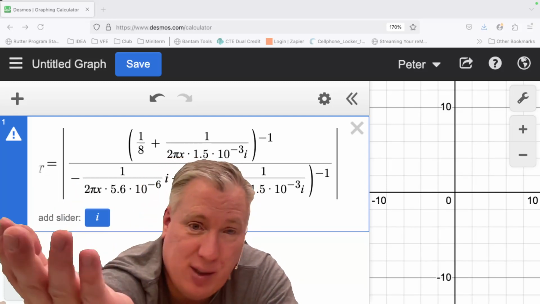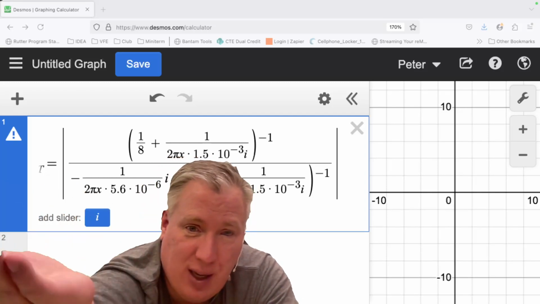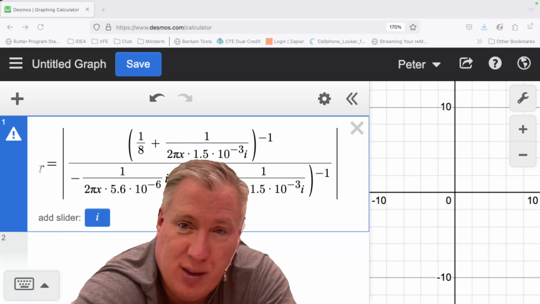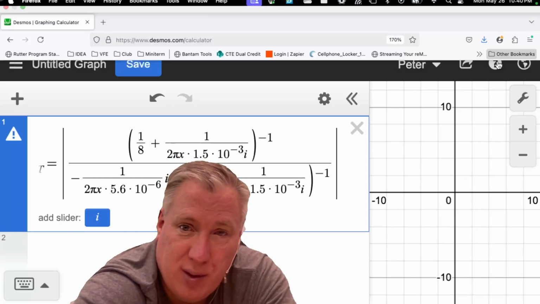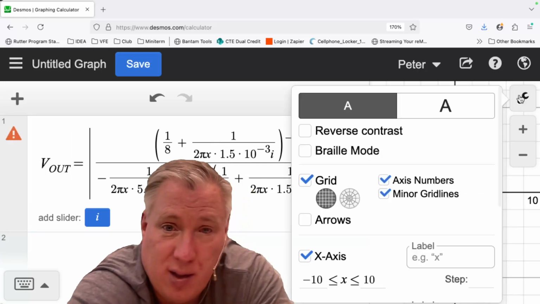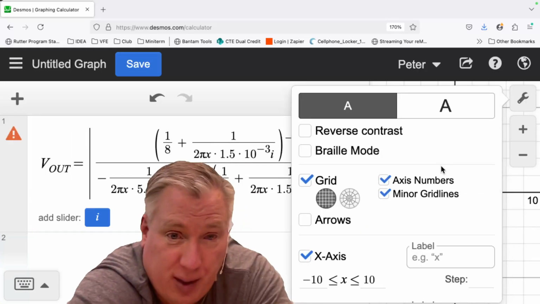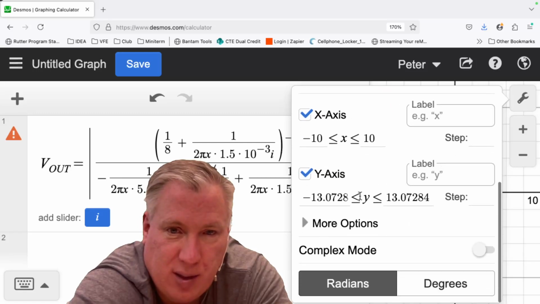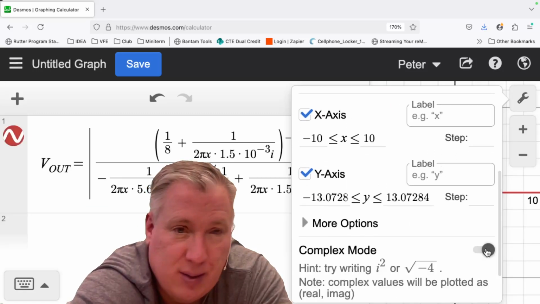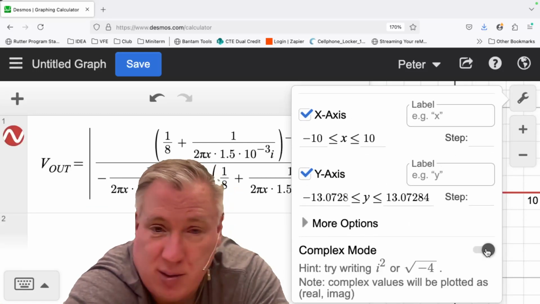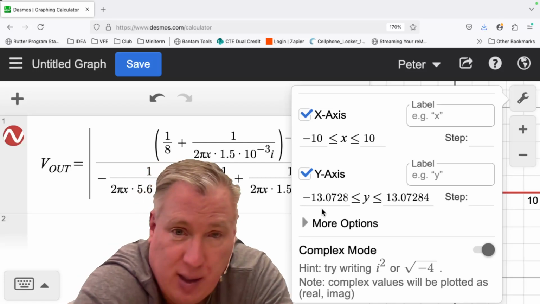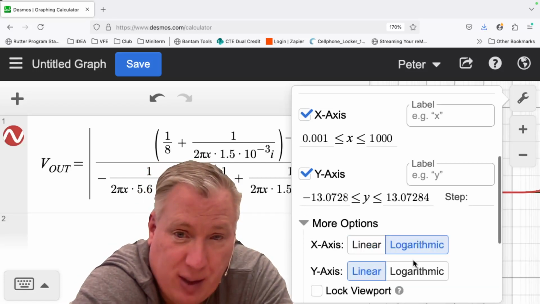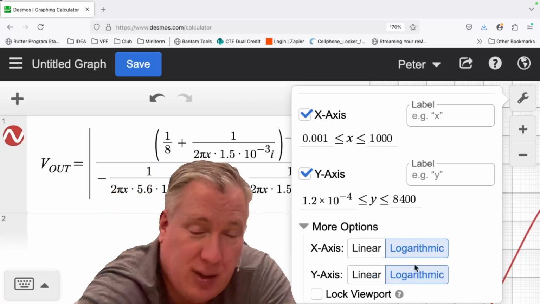Now, when you're done with this first equation, it might be like, hey, add a slider for I. Do not click that. We need to come over here to the wrench icon, and we need to do a couple of things now to format our graph. Number one is we need to click complex mode. That will allow us to graph things that are the absolute value of something with I in them. The next thing we need to do is click more options, and both need to be logarithmic. That's how we perceive sound.